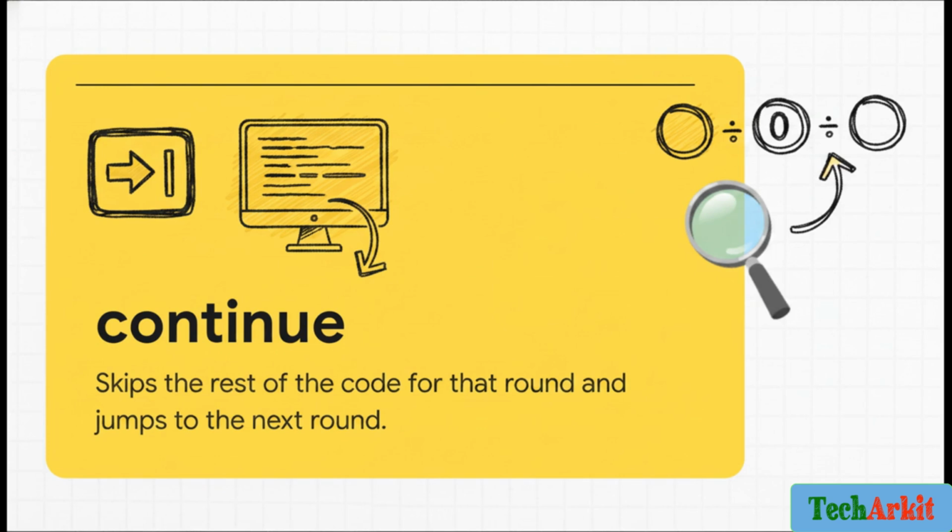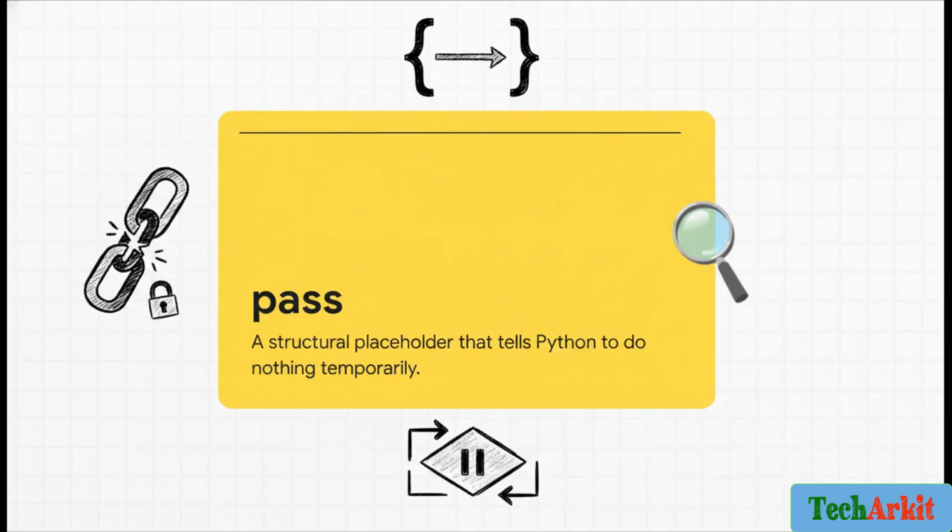So, let's say you're looping through a list of numbers to do some division, but oh no, you spot a 0. You can't divide by 0, so you just use continue to skip that one problematic number and move smoothly on to the next. And finally, we have pass. Pass literally just means do absolutely nothing, temporarily. Now, why on earth would you want your code to do nothing? Well, because of Python's super strict indentation rules, you aren't allowed to have an empty if statement or an empty loop. The program will crash.